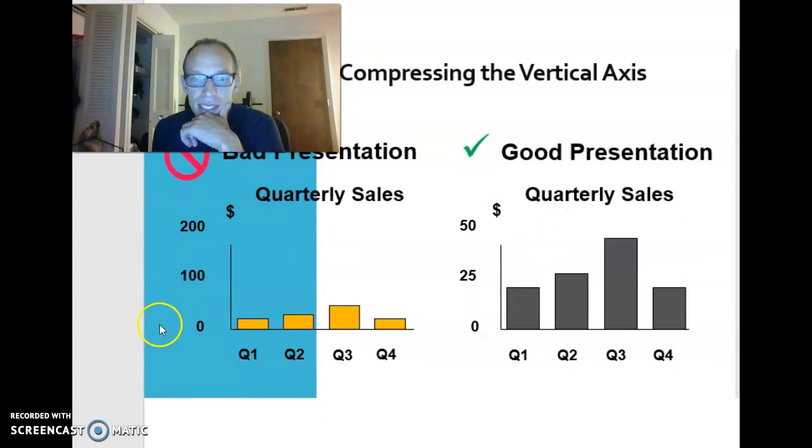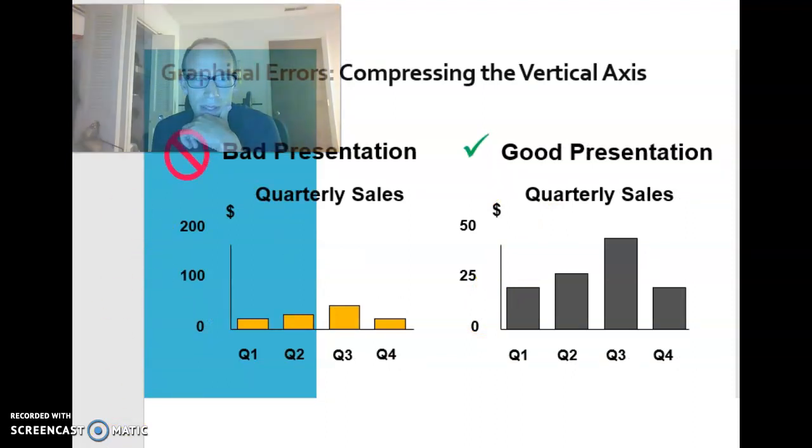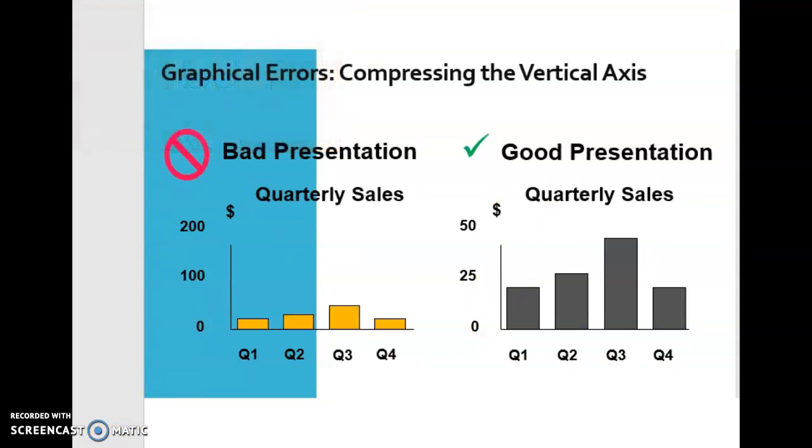Okay, next thing. This one here is often done when choosing a scale for your vertical axis. You want to be able to see all the data, but you want to be able to see the differences in the data too, the variation.